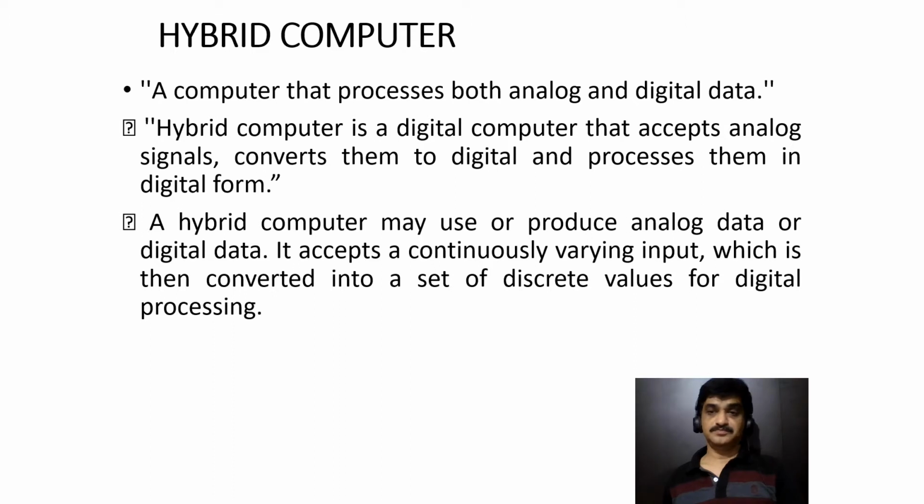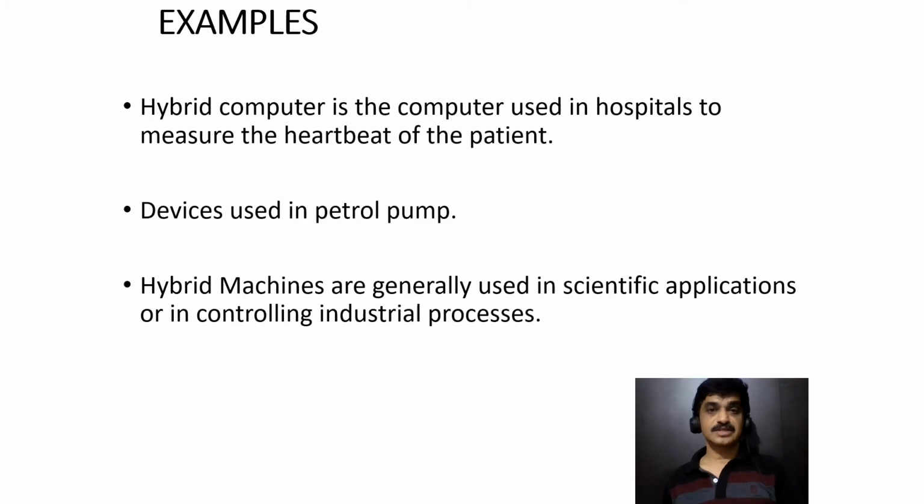Moving on to the next slide, it gives the examples. A hybrid computer is used in hospitals to measure the heartbeat of the patient. The second one is devices used in petrol pumps. Hybrid machines are generally used in scientific applications or in controlling industrial processes.